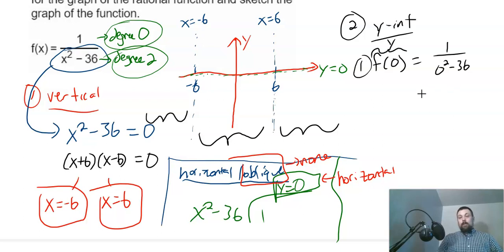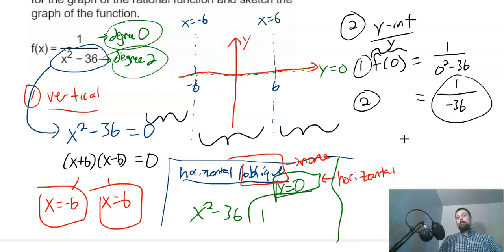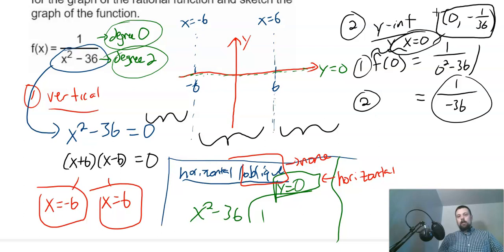and it's kind of a weird outcome, right? But 0 squared is 0. 0 minus 36 is going to be negative 36. The 1 on top stays 1, right? So step 2 for finding the y-intercept is solving for y, and this is what we get. And so we plugged in x equals 0, that's step 1, and we got y equals negative 1 over 36. So my y-intercept is 0, comma, negative 1 over 36. All right, so that's the y-intercept.